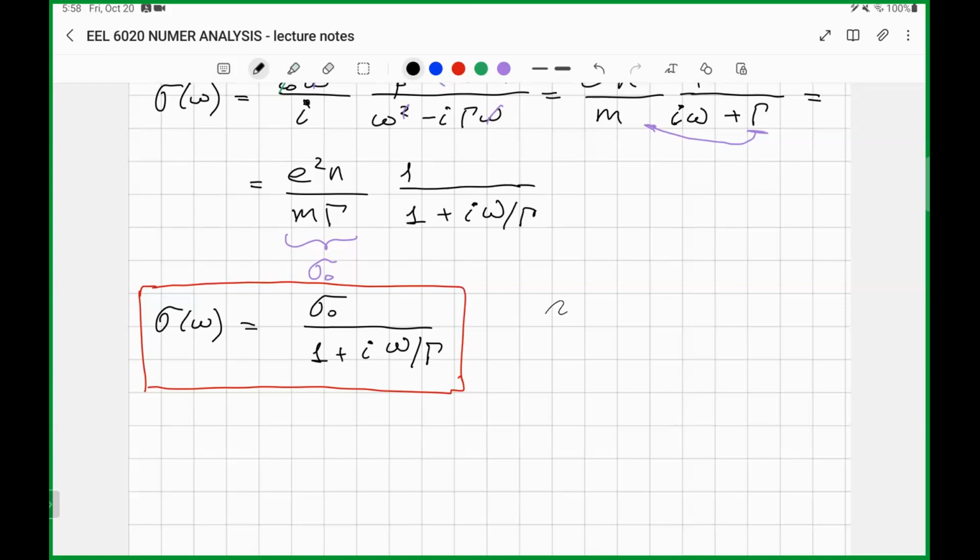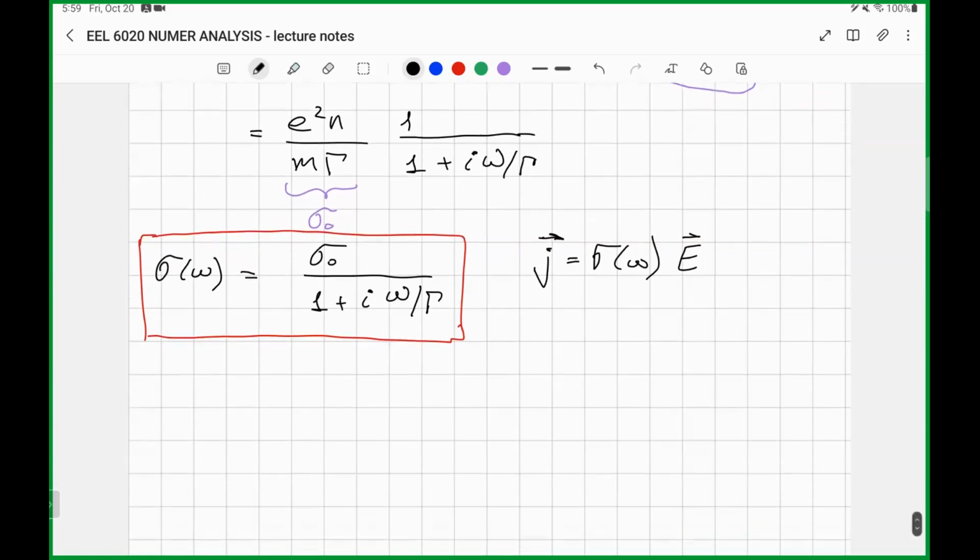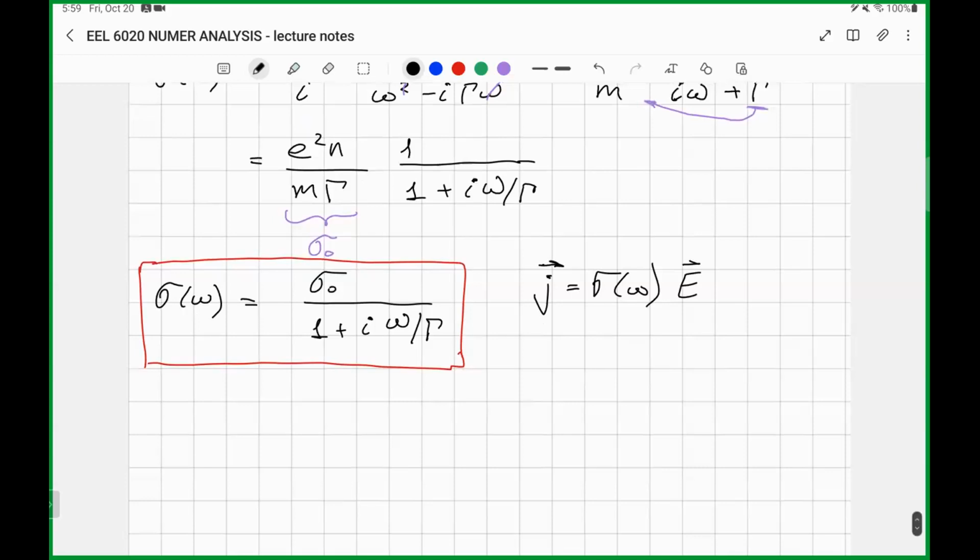And again, in the presence of the electric field, such a metal with such a conductivity gets the current density defined by this formula. All right, so this is about metals. Do you have any questions about this part?